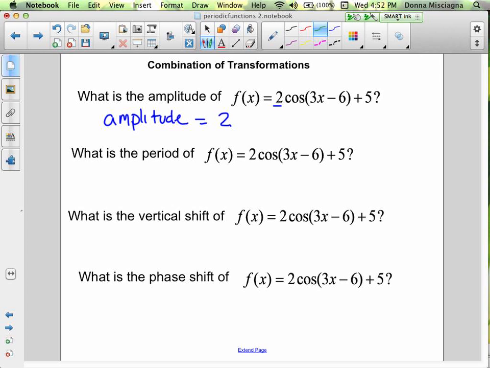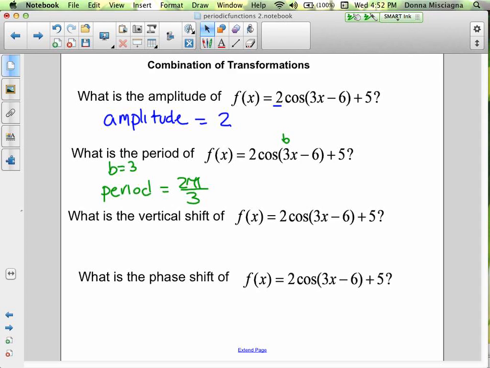All right, so the period equals, well, my b value here is right there in front of x. There it is. My b is equal to 3. So my period is going to be 2 pi divided by 3. That will be the period for this graph. Right? So the period for f of x equals 2 cosine 3x minus 6 plus 5 is going to have a period of 2 pi thirds. That's how long it'll take for it to go through the cycle of points.